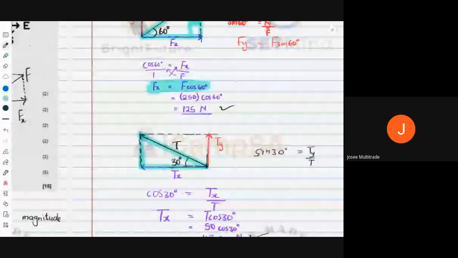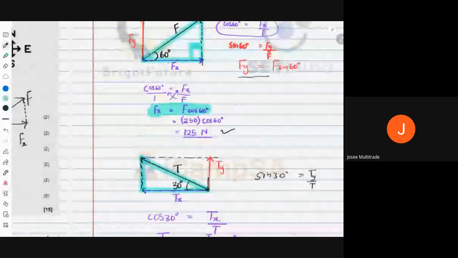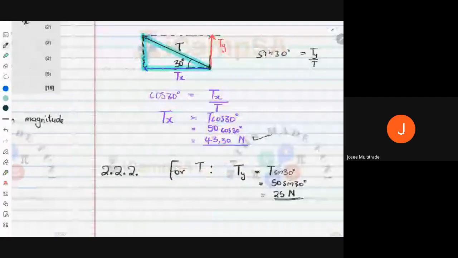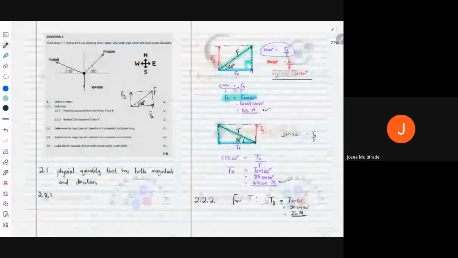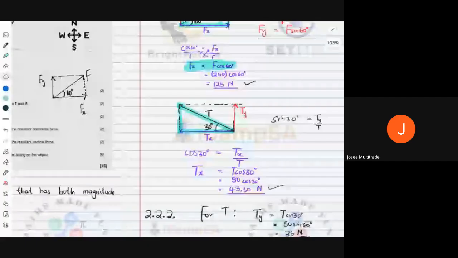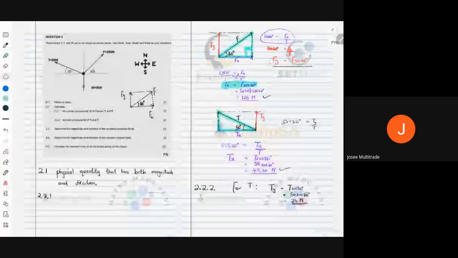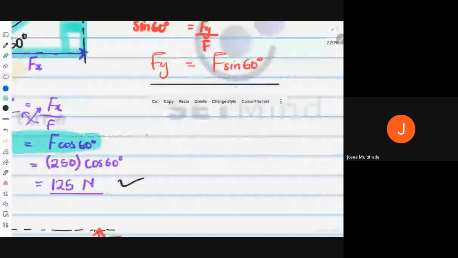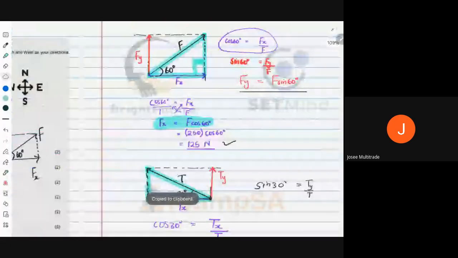For Fy, we already had an expression for Fy here, so we can just take that and bring it down here as well. Oh, we ran out of space. I was hoping to fit everything here. Let's see if I can move this. You are not watching it.